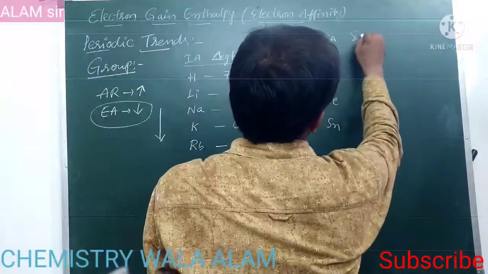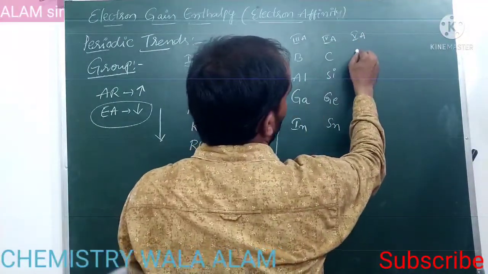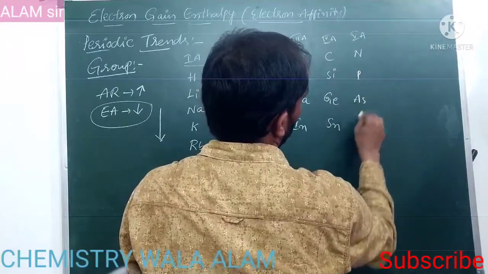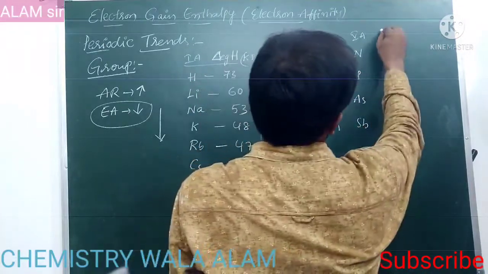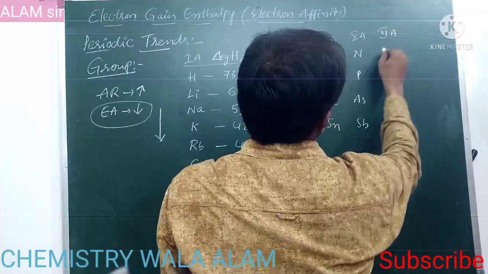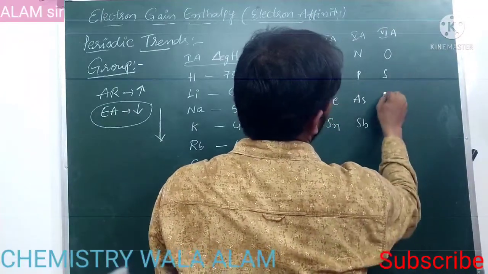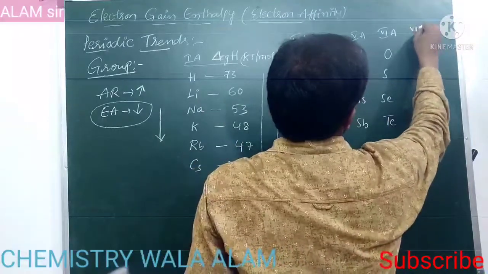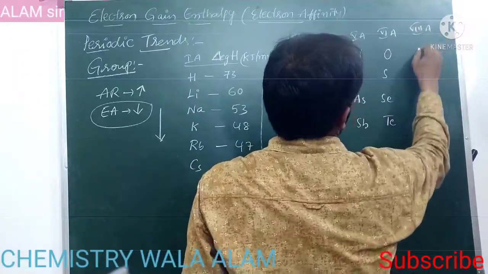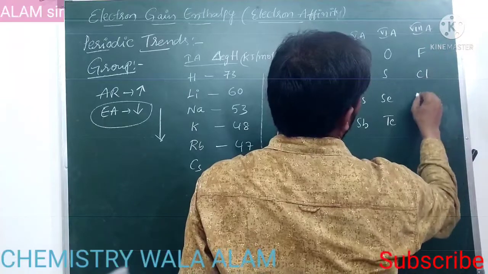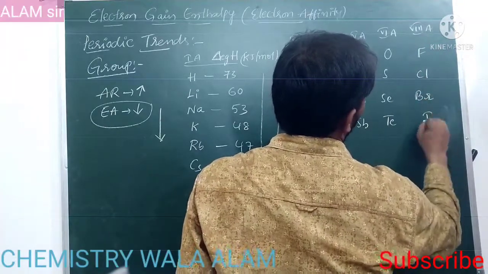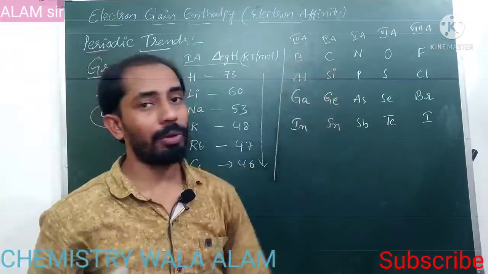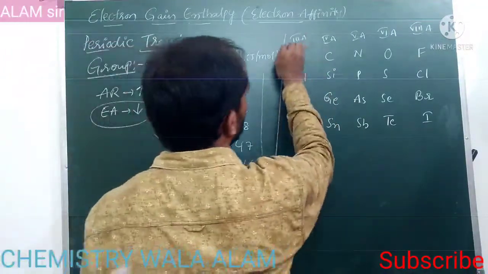Next one, 5A group elements: nitrogen, phosphorus, arsenic, antimony. Next one, 6A group elements: oxygen, sulfur, selenium, tellurium. Next one is 7A group elements: fluorine, chlorine, bromine, iodine. These are the P block elements with the group numbers.